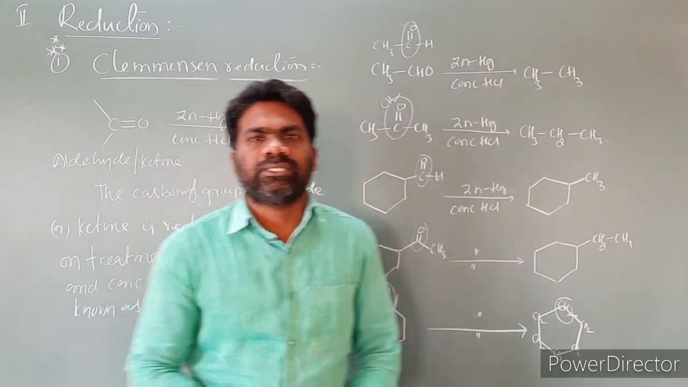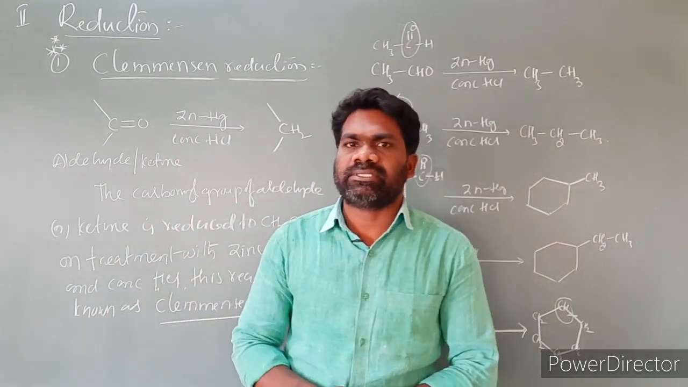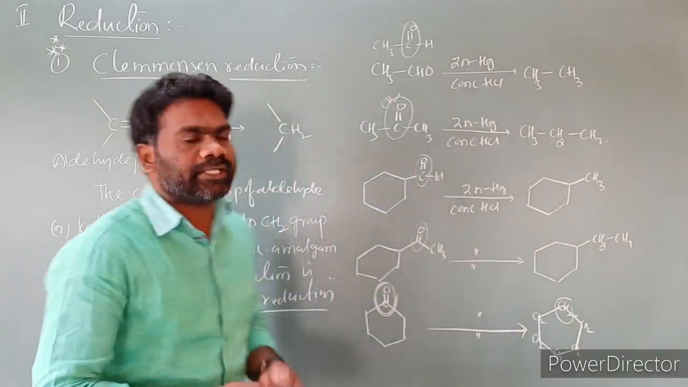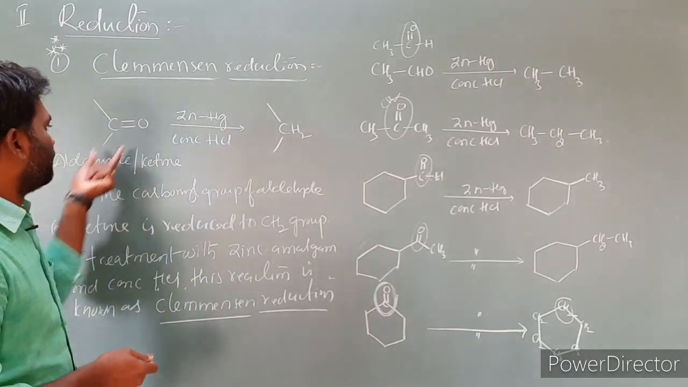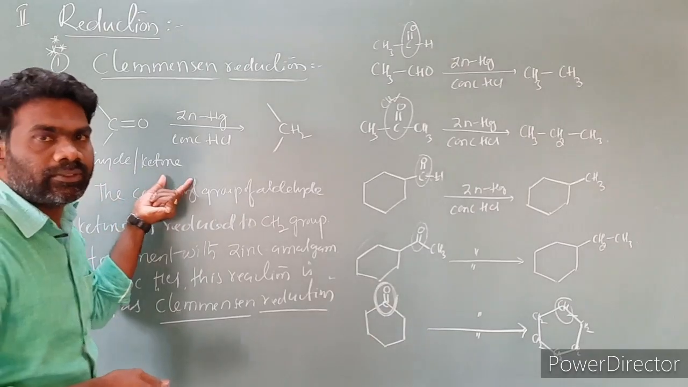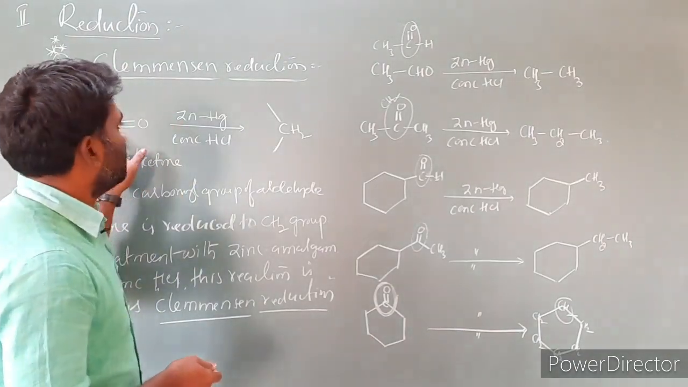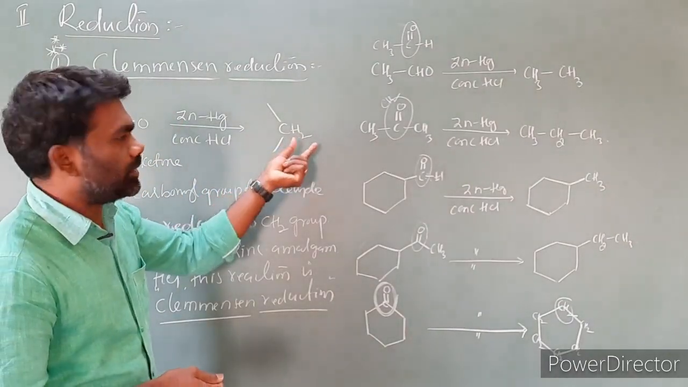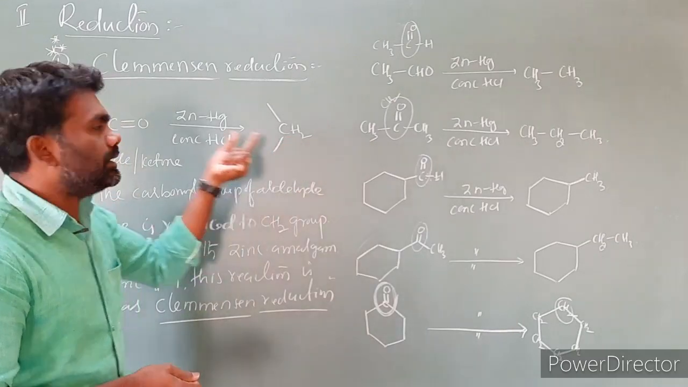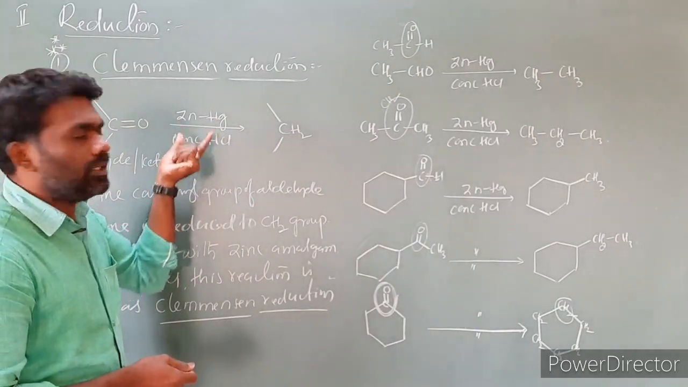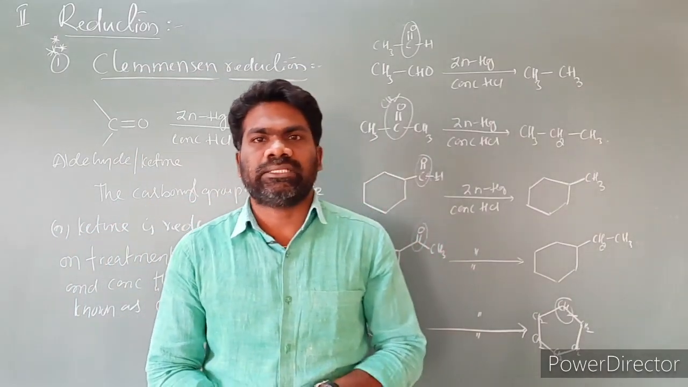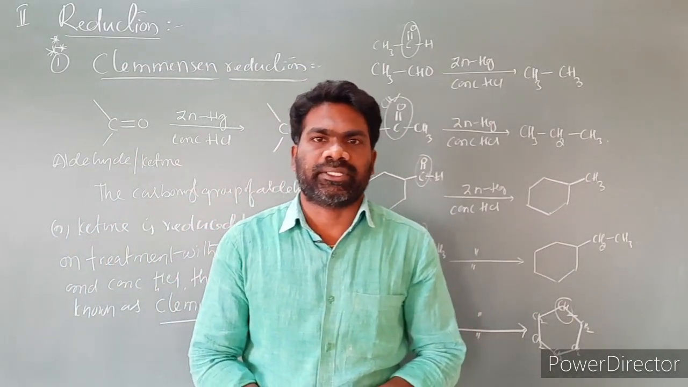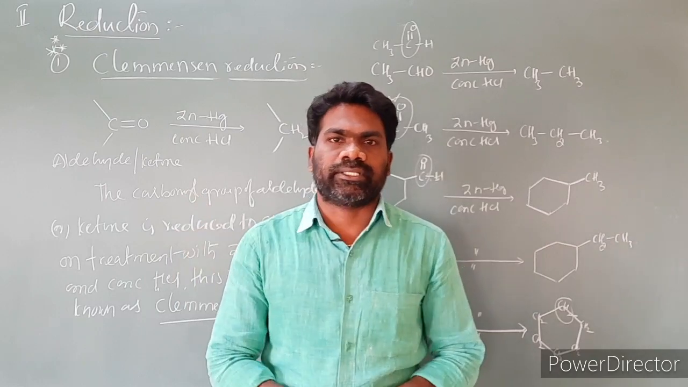So this reaction is a Clemmensen reduction. So what is the Clemmensen reduction? The carbonyl group of aldehydes or ketones is reduced to a CH2 group on treatment with zinc amalgam and concentrated hydrochloric acid. This reaction is known as a Clemmensen reduction. This is the first reaction.